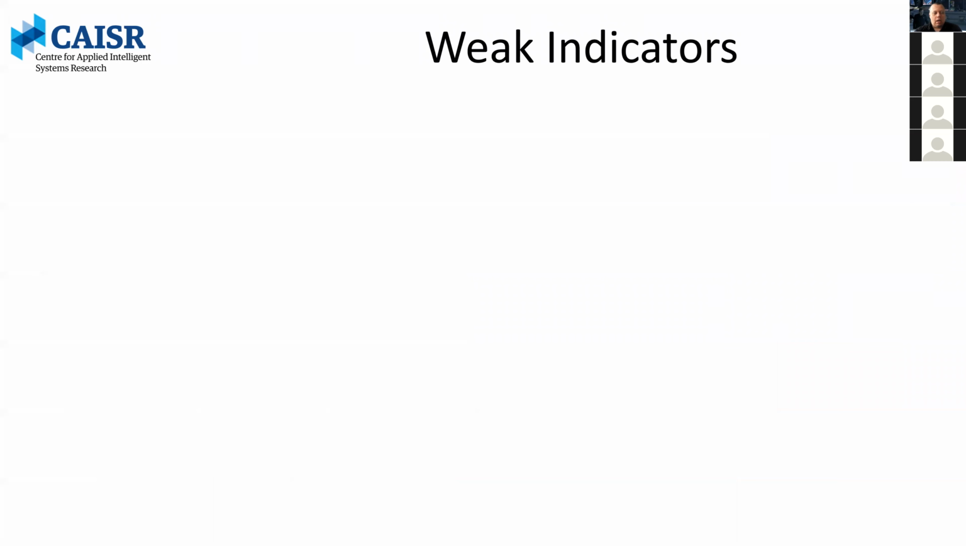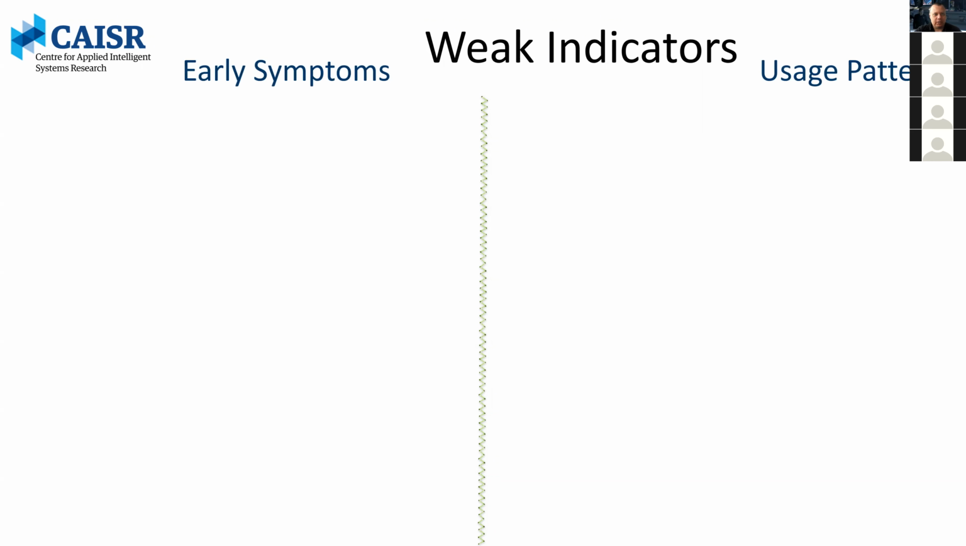So a way of thinking about what kind of data you are collecting, and what you can do with it, is to think about the fact that you are getting a lot of those weak indicators from different sensors you are looking at. And interestingly, you can actually divide it into two types of information. What I will call early symptoms and usage patterns.